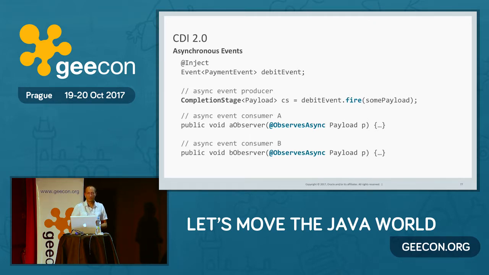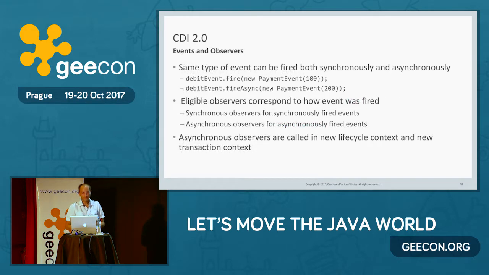Asynchronous events are a new feature in CDI 2.0. Basically, you observe async. In this case, priority doesn't make sense, right? It's asynchronous, so how would you know that this one came first? At the same time, a type of event can be fired both synchronously and asynchronously, and eligible observers correspond to how the event was fired. Asynchronous observers are called in a new lifecycle context and new transaction context.